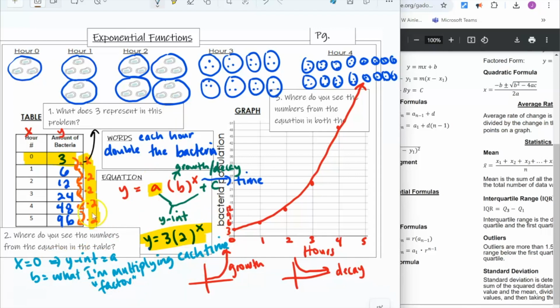So I get B from my factor, what I am multiplying each time to get the next number. And I get A from my y-intercept, which is when x is equal to 0. So that's where I get the numbers from this equation.